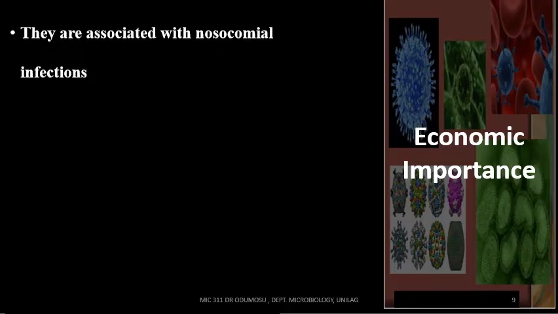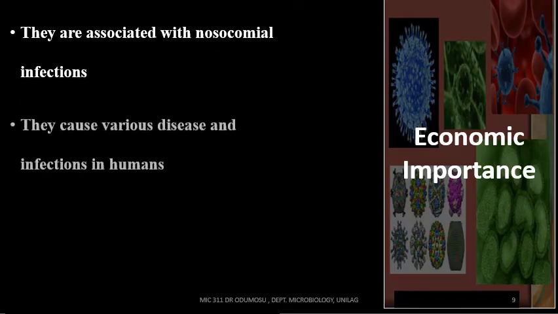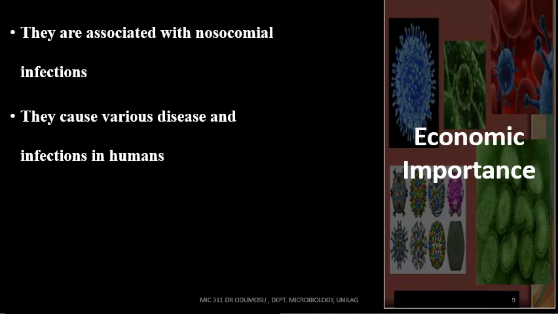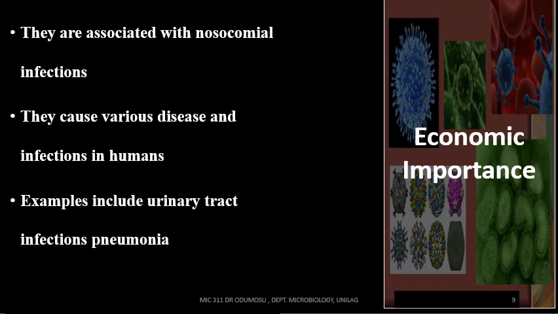Economic importance. They are usually associated with nosocomial infection and they cause various diseases and infections in humans, especially urinary tract infection and pneumonia. It should be known that Serratia is an opportunistic pathogen with its ability to penetrate deep into the host tissue. It also possesses virulence factors as discussed. Hence, Serratia is a notable member of Enterobacteriaceae as we have discussed.